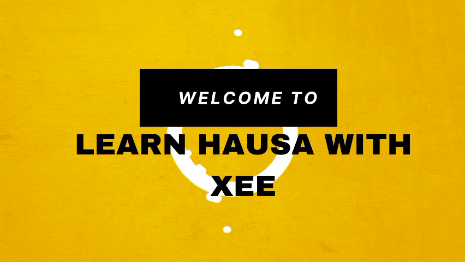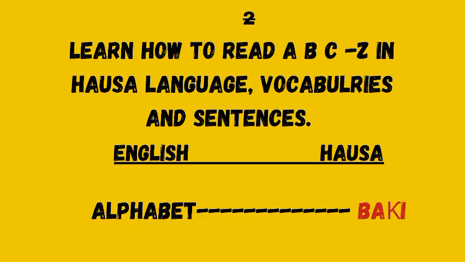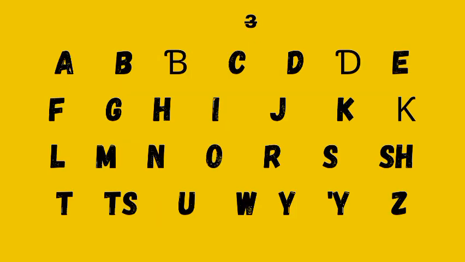If you are a beginner and you want to learn how to speak Hausa fluently, this is the best channel for you. Learn how to read A to Z in the Hausa language, vocabularies and sentences. Alphabet in Hausa means baki. So let's begin. A in Hausa is pronounced as A.